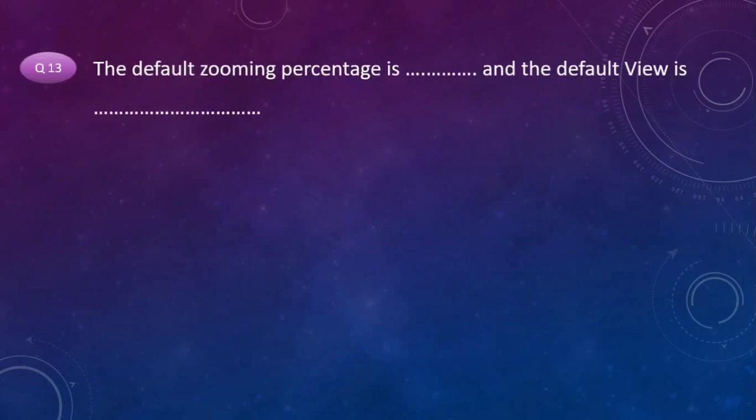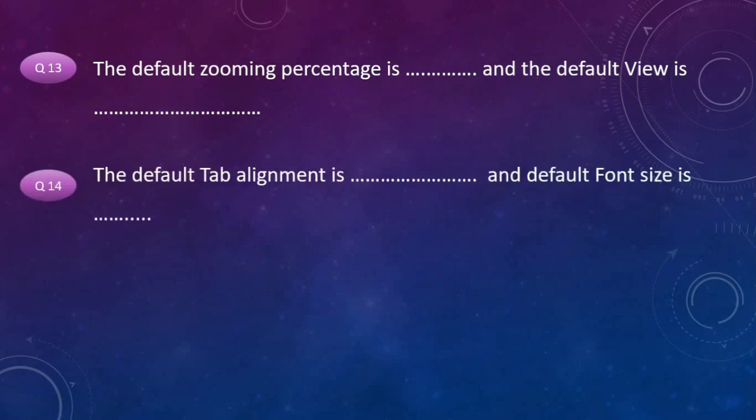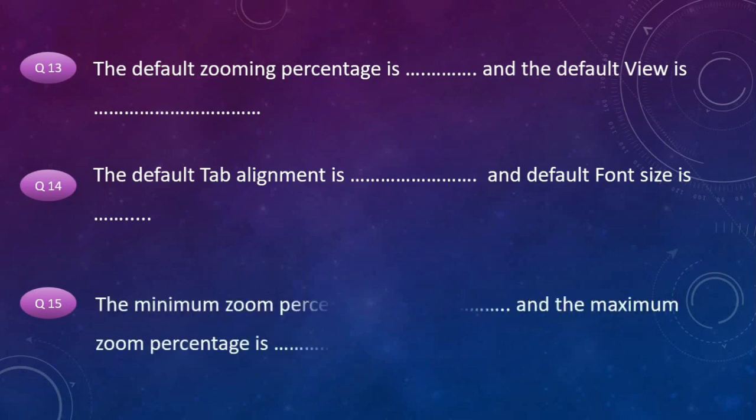The default zooming percentage is dash and the default view is dash. The default tab alignment is dash and the default font size is dash. The minimum zoom percentage is dash and the maximum zoom percentage is dash.